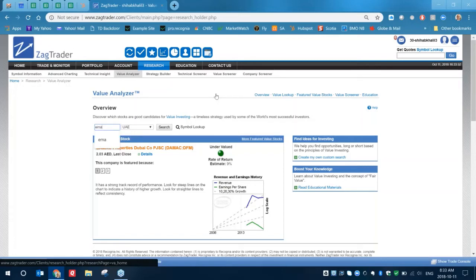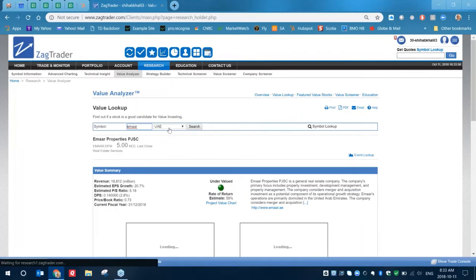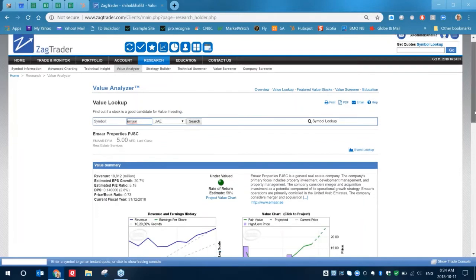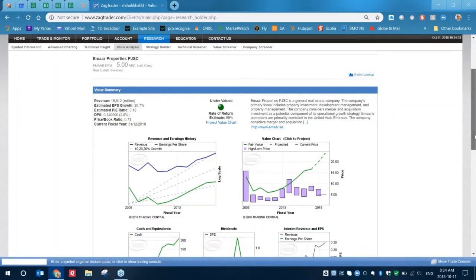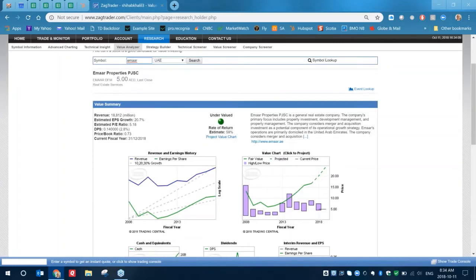So we already looked at MR Properties earlier in Technical Insight. I'm going to look at the same stock in Value Analyzer and get a sense of how does this company match the principles of value investing. So let's begin. We can see, well, here we have a summary. So MR Properties, the last trade was at $5. And here's a summary of the company's fundamental data.